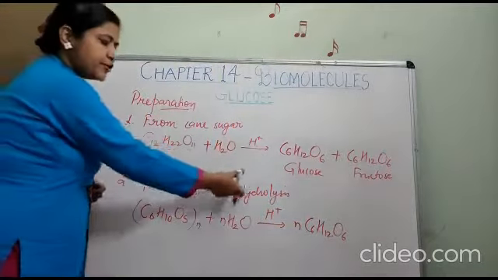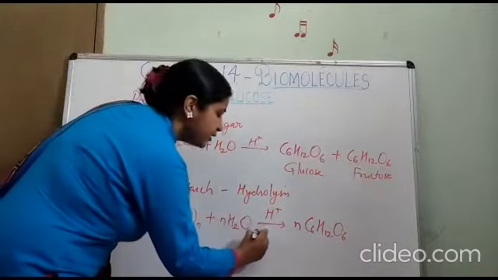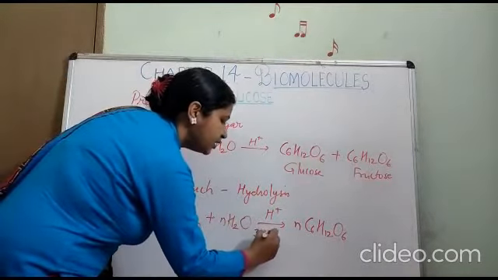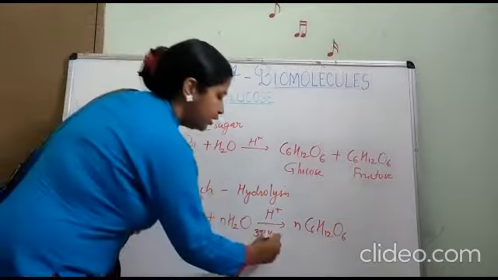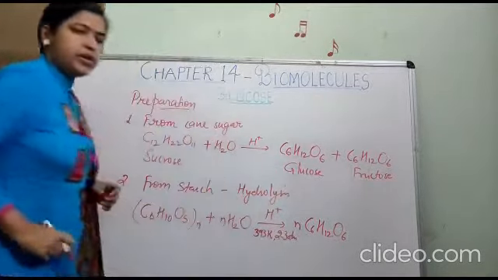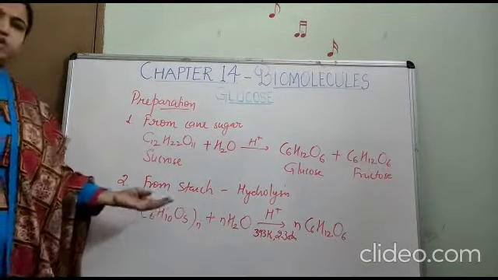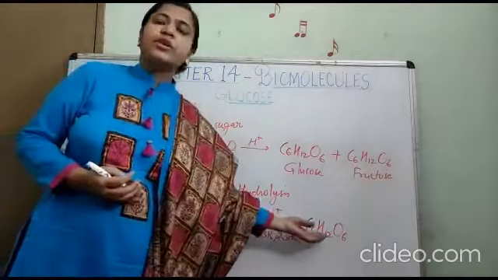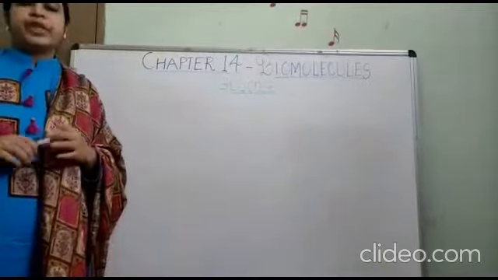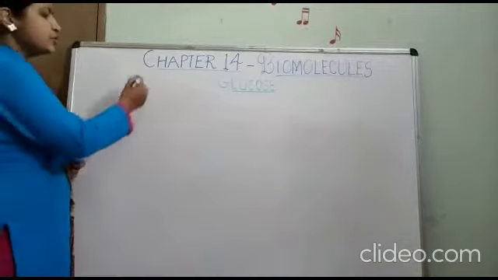Now this process of hydrolysis with dilute H2SO4 takes place at 393 Kelvin temperature and 2 to 3 atmospheric pressure. So when these reaction conditions are applied, the starch upon hydrolysis forms glucose. That was all about the preparation of glucose. Now coming to the structure of glucose.